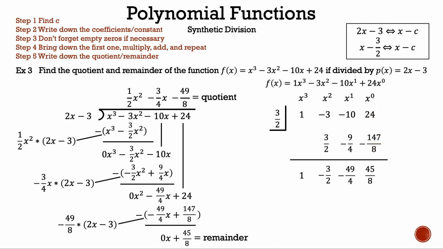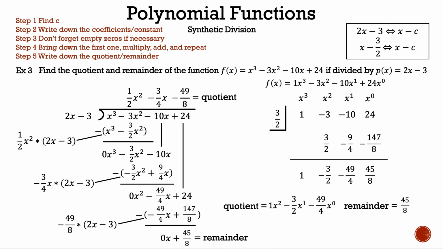Now, what do we do with these numbers? Well, the bottom row loses a power, so the 1 goes in front of x to the power of 2, and the negative 3 over 2 goes in front of x to the power of 1, and the negative 49 over 4 goes in front of x to the power of 0. And the last number is the remainder, in this case 45 over 8.